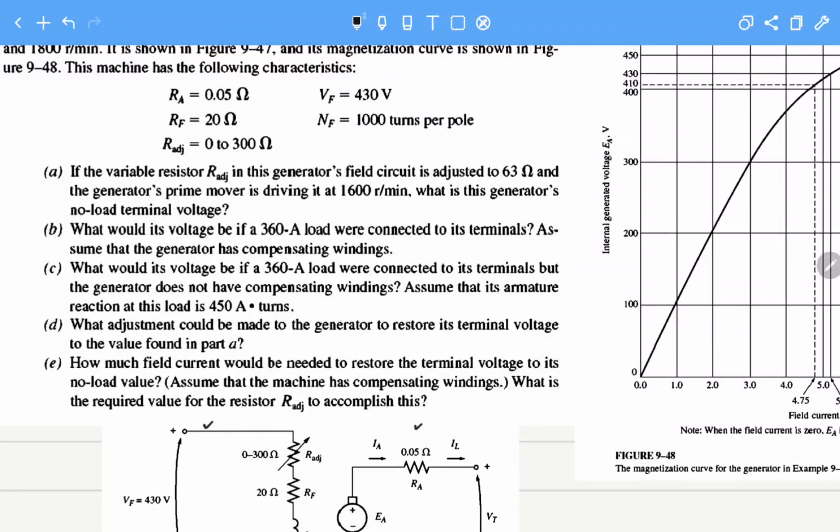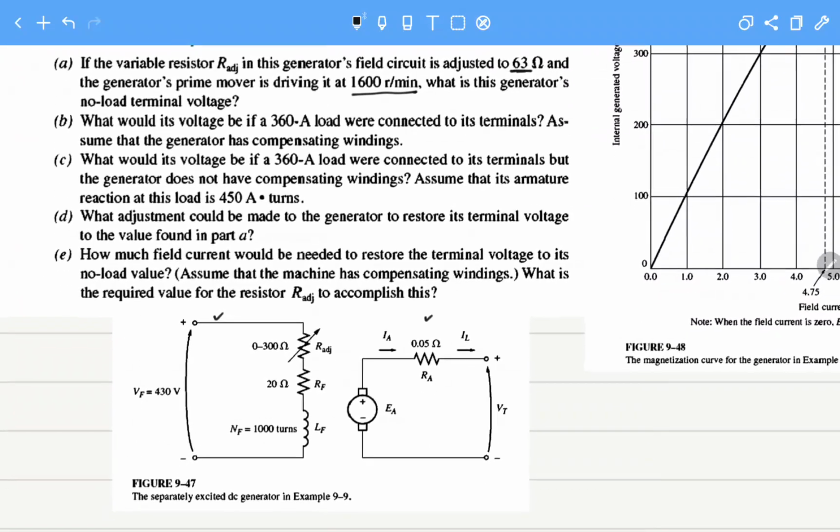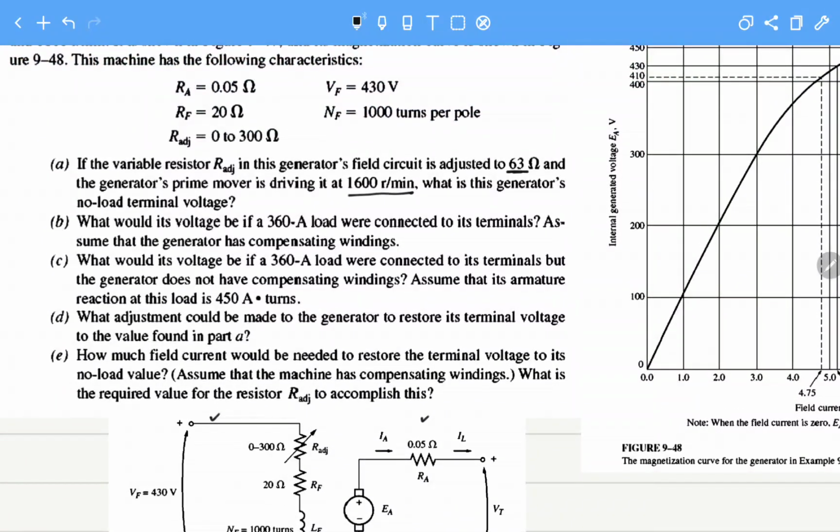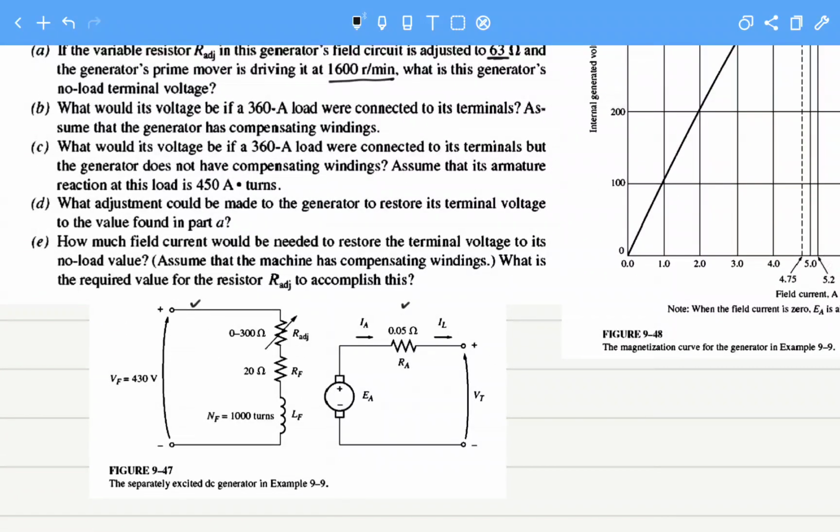If the variable resistor in this generator's field circuit is adjusted to 63 ohms and the generator's prime mover is driving at 1600 rpm, the speed at which the armature is rotating is 1600 rpm. What is this generator's no load terminal voltage? What will be the no load terminal voltage? No load means that the current output is 0.